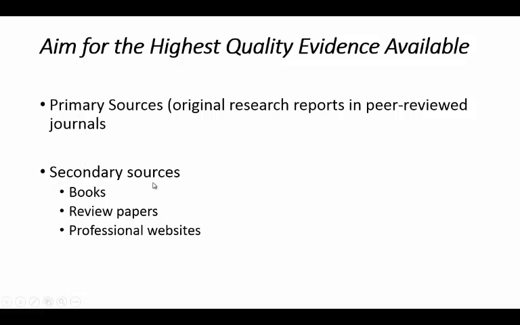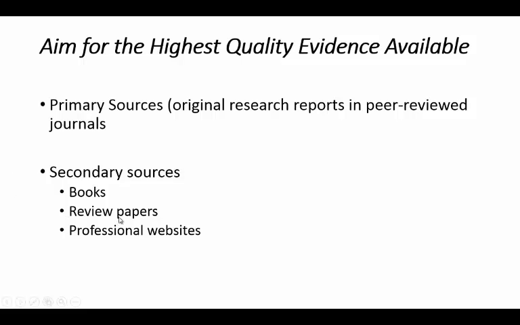Secondary sources means that somebody is reporting on this primary source. So somebody read the article and is talking about it. So that is a secondary source. Of course, books are secondary sources because the person who wrote the book is not the person who did the study. The person who wrote the book read the study and is telling you about the study.